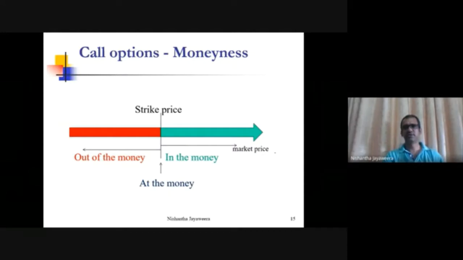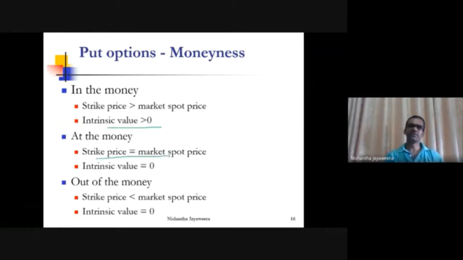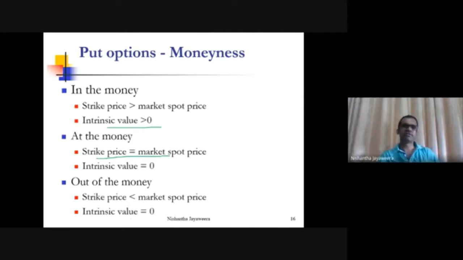So we can draw the same thing for a put option. These are the conditions that we discussed for a put option. A put option will be in the money when the strike price is higher than the market spot price, and there will be a positive intrinsic value. When strike price equals the spot price, intrinsic value is 0 and the option is at the money. When the strike price is lower than the market price, you don't exercise, so it is out of the money, and intrinsic value is 0.